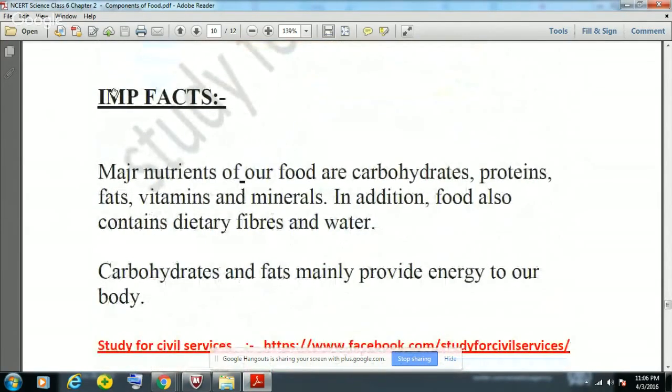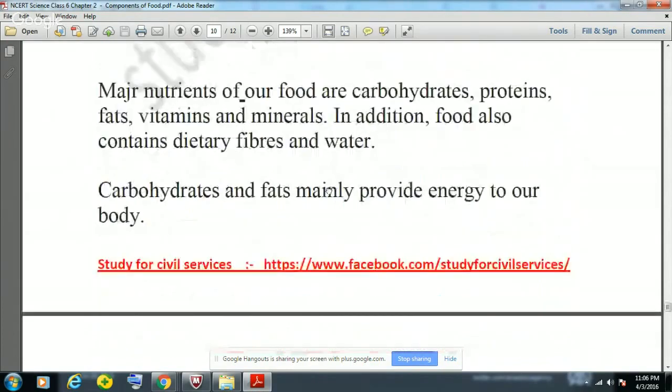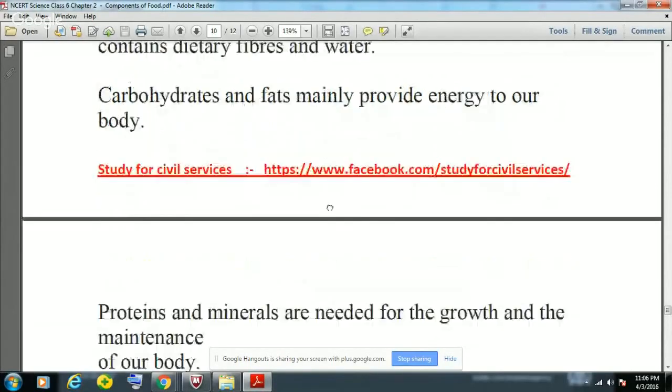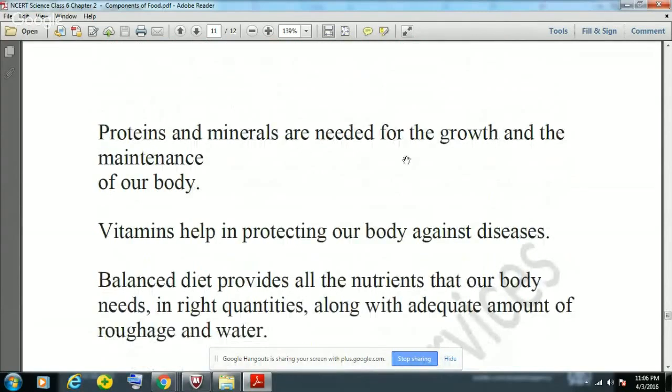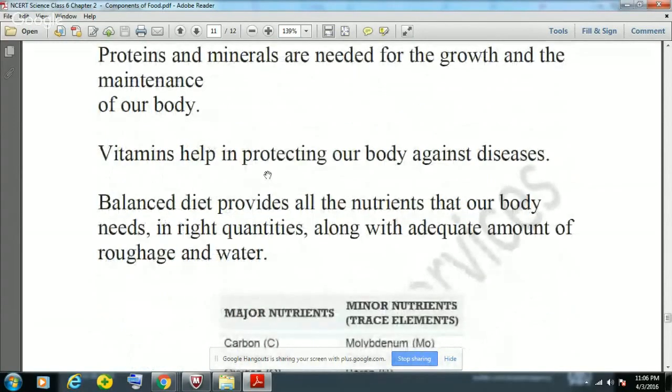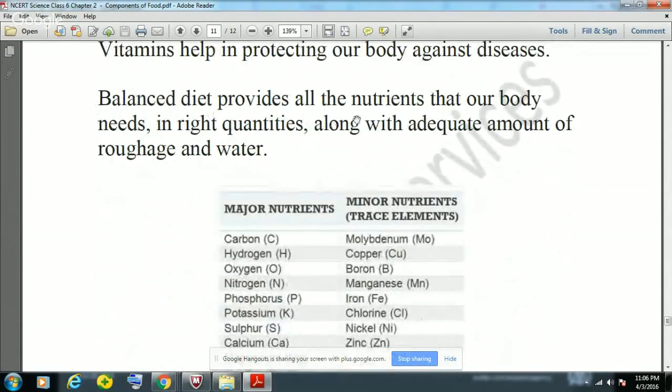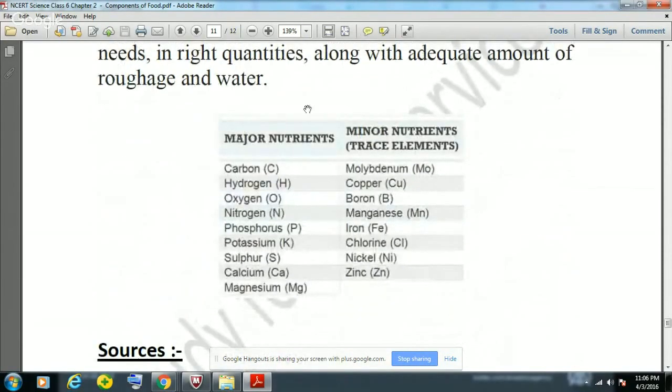Now these are the important facts which are given at the end of the NCERT chapter. This is the summary: the major nutrients of our food are six: carbohydrate, protein, fat, mineral, and vitamin, and in addition, food also requires roughage and water. Carbohydrate and fat mainly provide energy to our body. Proteins and minerals are needed for the growth and movement of our body. Vitamins help in protecting our body against diseases. A balanced diet is one which gives all the nutrients to our body in the right quantity, along with the required amount of roughage and water.